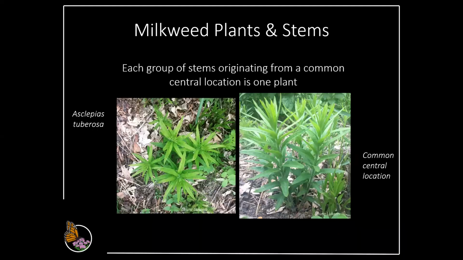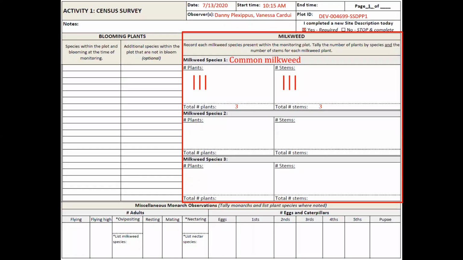If there are a group of stems originating from a common central location in the soil, it is considered one plant with multiple stems. In this example, we have Asclepias tuberosa, or butterfly weed, which has 1 plant with 4 stems. You can see that the stems originate from a common central location. Thus, for the purposes of the IMMP, we mark a total of 1 plant and 4 stems. When we add it to our data sheet, this is what it looks like.